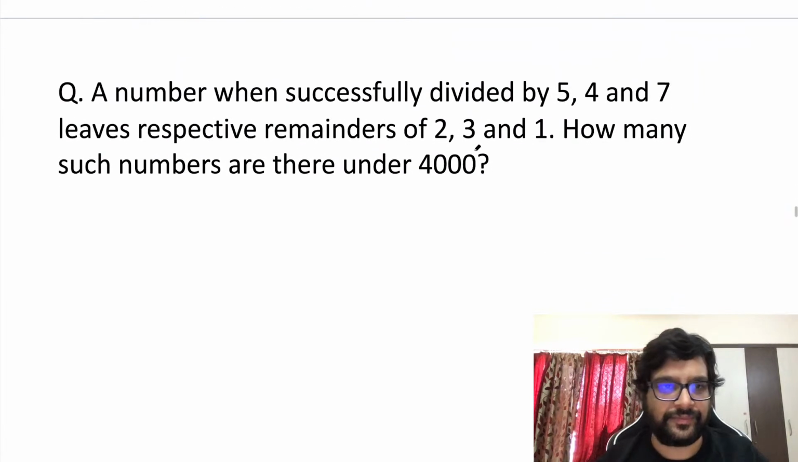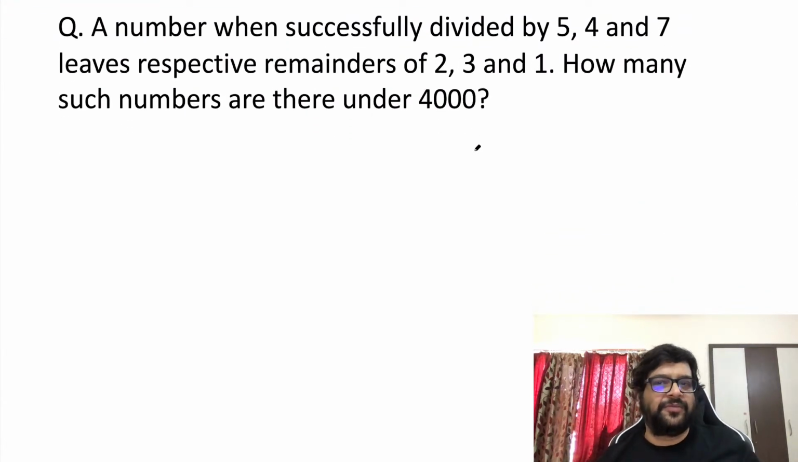Okay. Now, please try this one out. A number, when successively divided by 5, 4, and 7, leaves remainders of 2, 3, and 1. How many such numbers are there under 4,000? Think about it. Be very careful with it. This is successive division. I want to cover various types of questions on successive division so that you don't have to be bothered with successive division ever again.